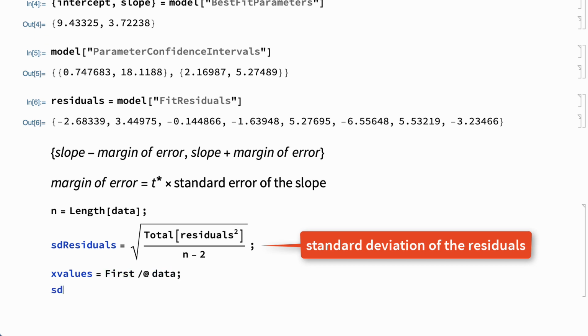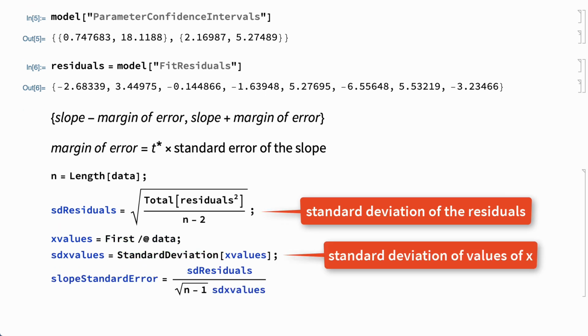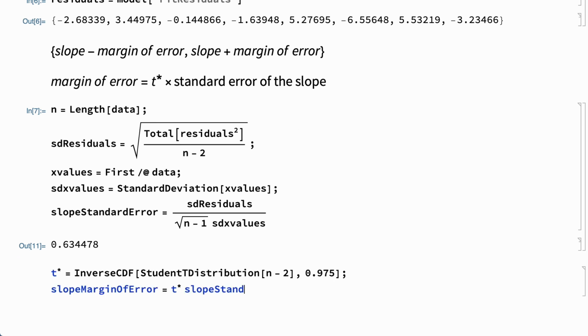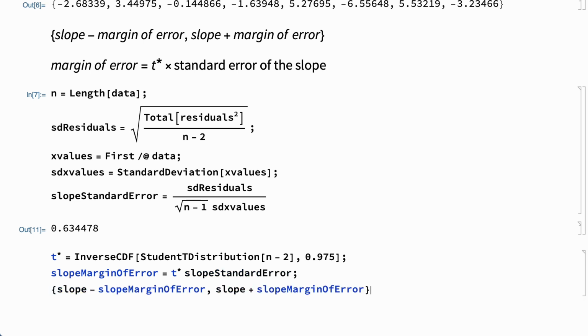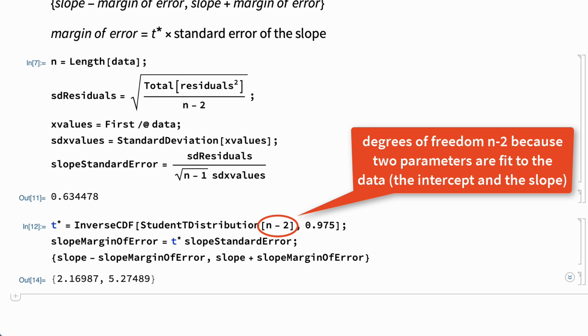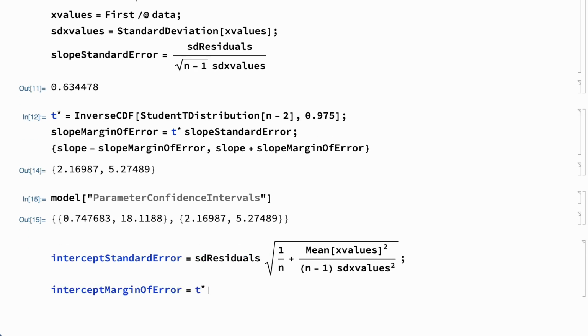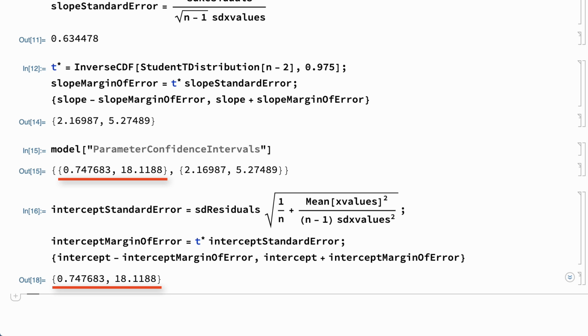These inputs show the formulas that are used by the computer to calculate the standard error of the slope in terms of the standard deviation of the residuals divided by the standard deviation of the values of x in the data. Using that result for the standard error of the slope, calculation of the confidence interval is done just as for other confidence intervals, except that the value of degrees of freedom in the student t-distribution is n-2 rather than n-1, since two parameters, the slope and the intercept, are fitted to the data rather than just one parameter as in earlier examples. The result is the same as the result obtained earlier using the parameter confidence intervals property of the model. The confidence interval for the intercept can be calculated in a similar way, but with different formulas.